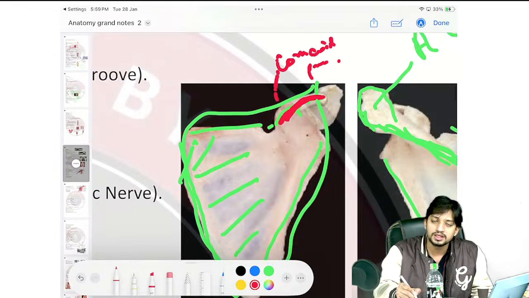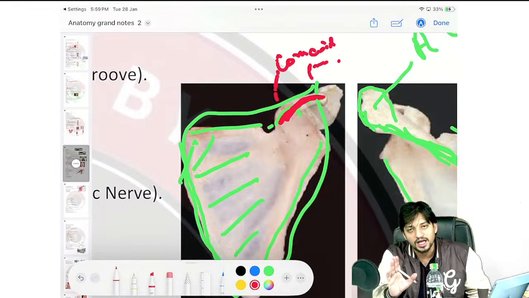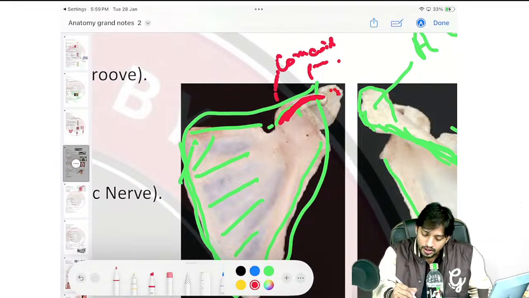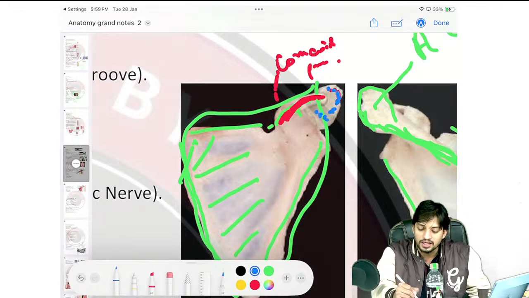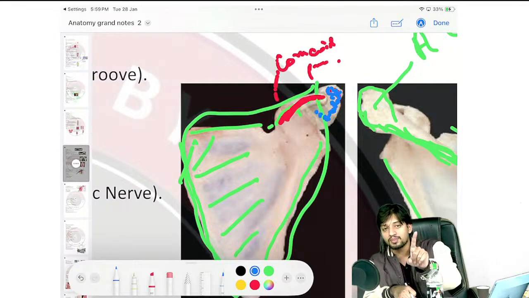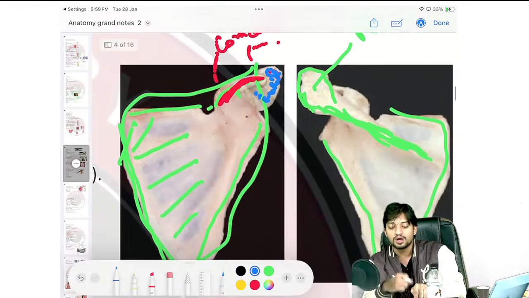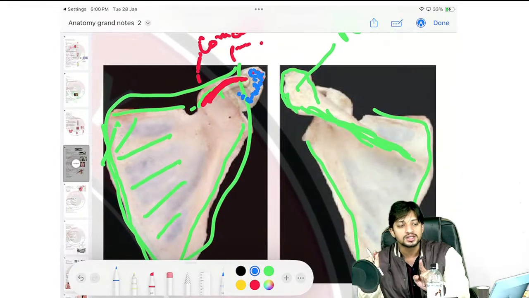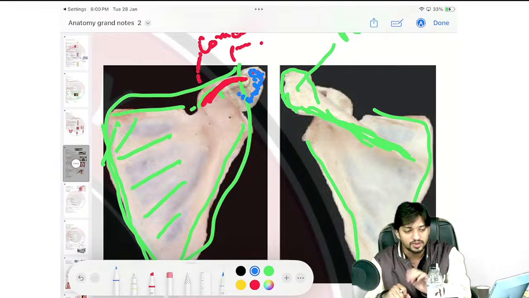Coracoid process is present on the anterior aspect of the scapula. From the anterior, you can visualize a little bit of the acromion process. But the acromion process is a part of the spinous process present on the dorsal aspect of the scapula. I hope, guys, I am very clear to you.